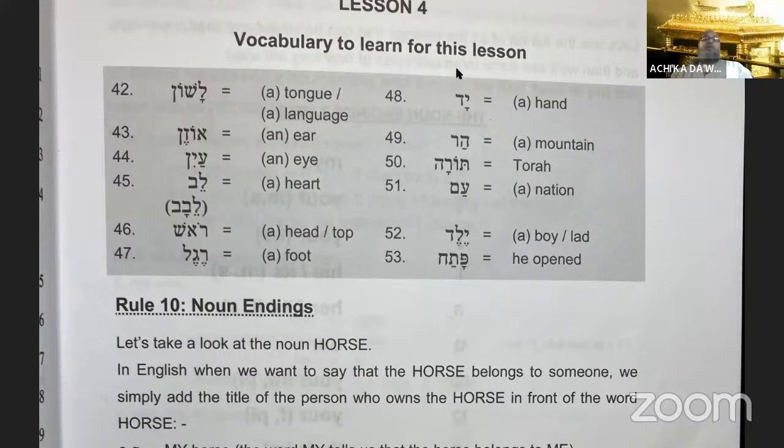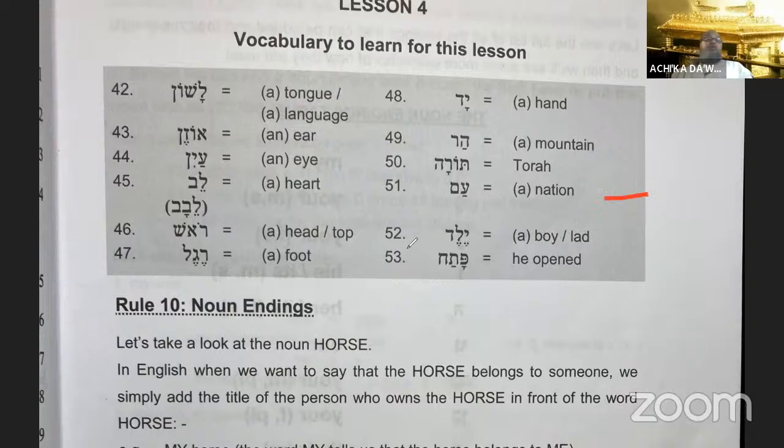Then we have number 52 called Yaled. That's a Y. There's an eh. And then we got led, Yaled. Okay. And then the last one is called Pathak. Pathak means to be open. But also, they got a vowel point called a pathak, and a pathak is this.